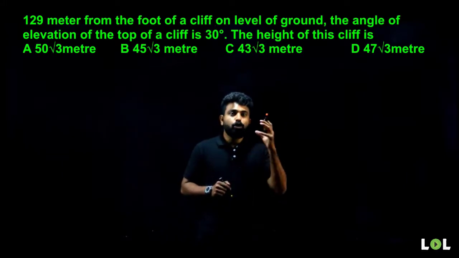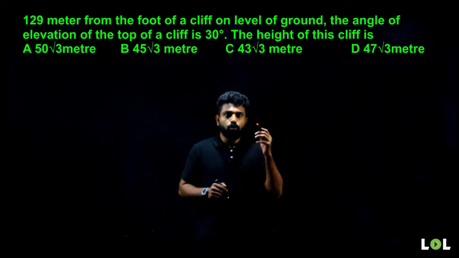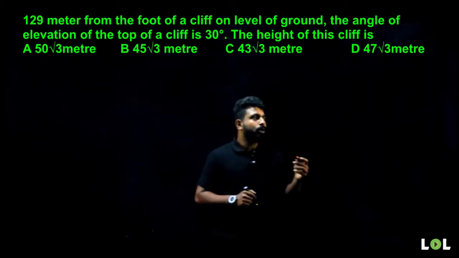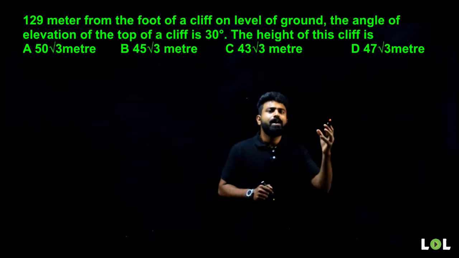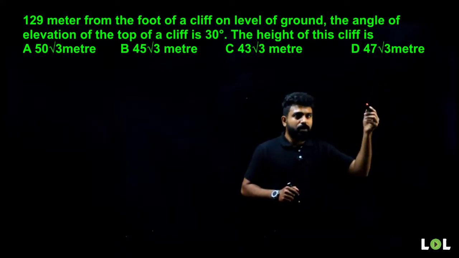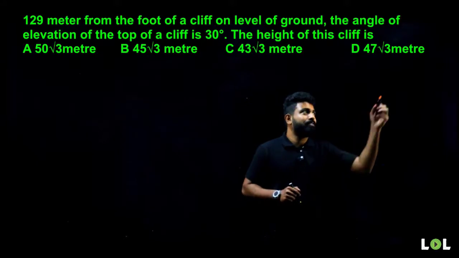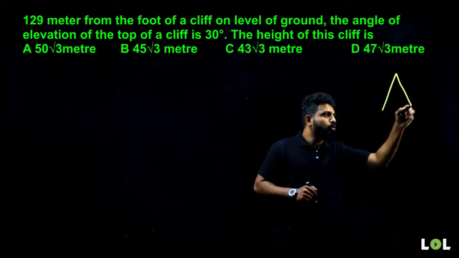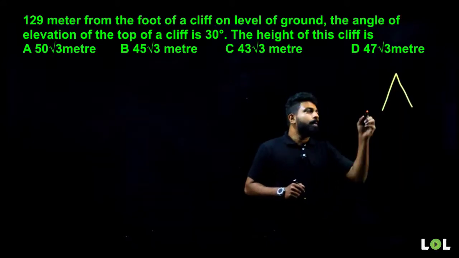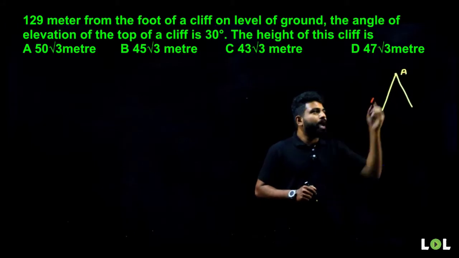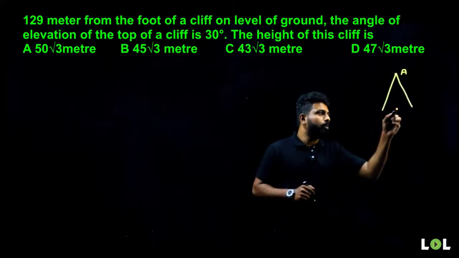So one of the most important things we have to know when you're solving problems on heights and distances is that you will have to convert your question into a diagram. So in the diagram, what are they talking about? They're talking about the cliff, meaning a mountain. So I'll consider the topmost point of the mountain as A and the bottommost point of the mountain as B.